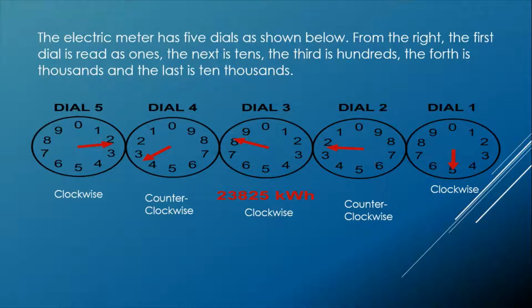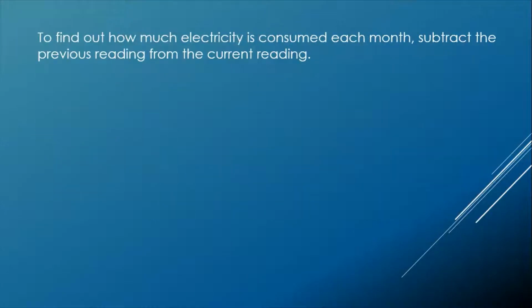And for this one, the dials show 2, 3, 8, 2, and 5. So for this one, we have 23,825 kilowatt hour. To find how much electricity is consumed each month, subtract the previous reading from the current reading.